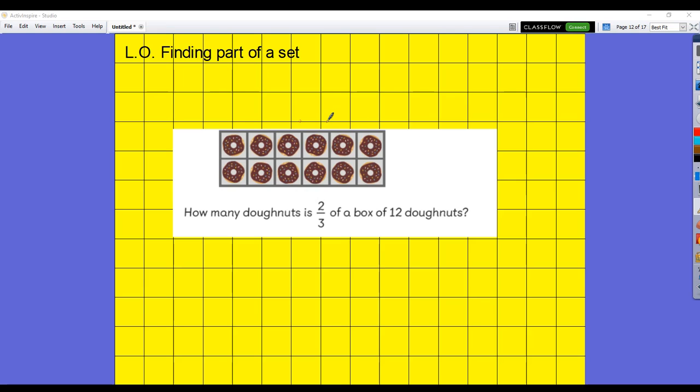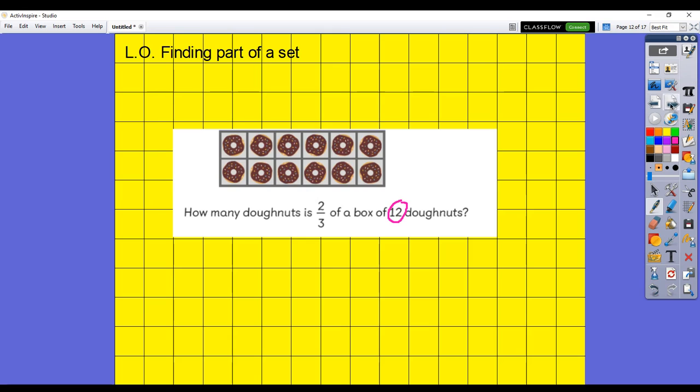So we have 12 donuts here. Do you remember yesterday we had the amount we had and then we divided it by the denominator, okay? So think about that. We're still going to follow that first step. There's a second step, so keep your eyes peeled and see whether you can spot it, okay?